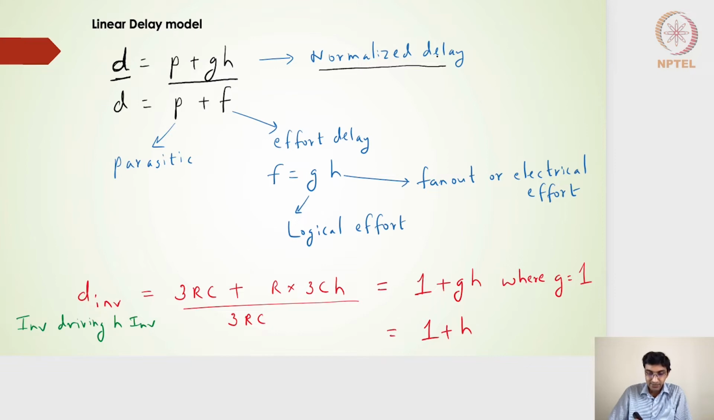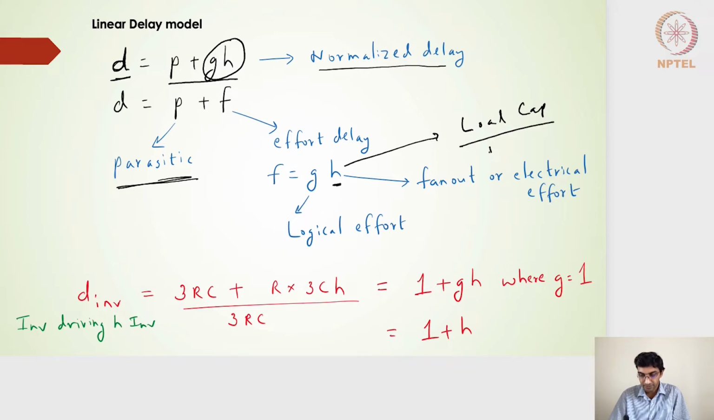P plus GH, as we had seen in the last lecture: P represents the parasitic delay, and GH can also be considered as an F value, which is the effort delay, where F is G into H. G is called the logical effort and H is called the fan out or the electrical effort. The fan out we had seen earlier is the load capacitance divided by the input capacitance.